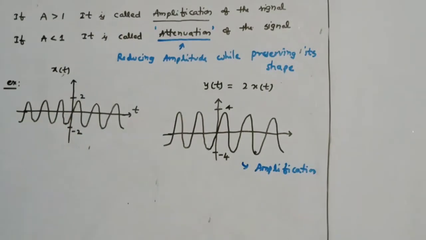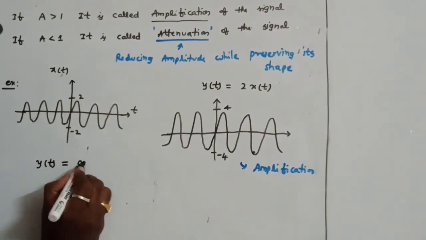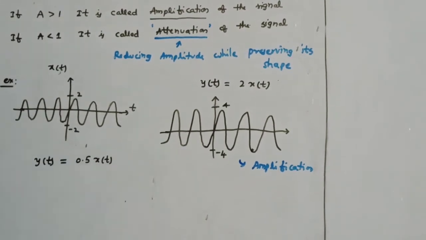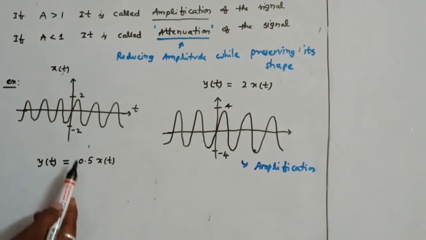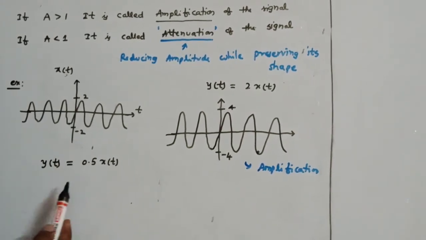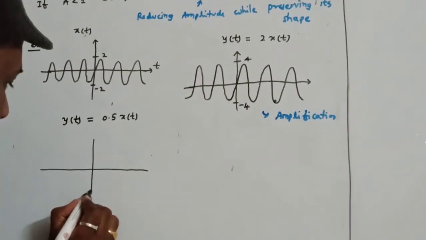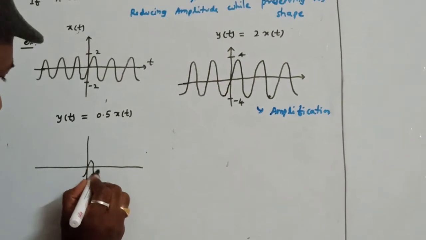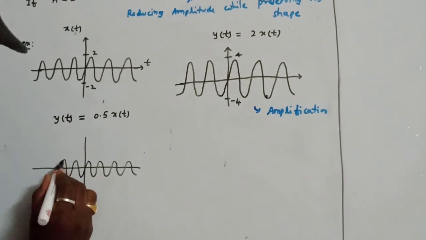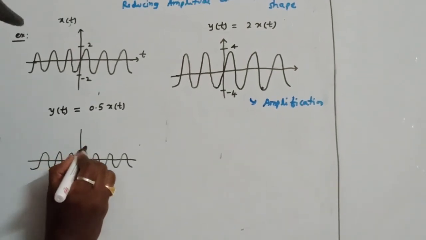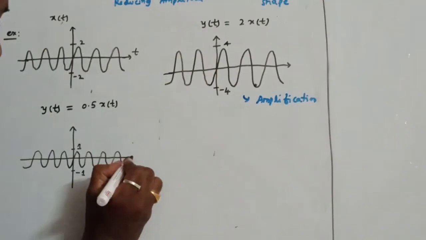For example, say if it is asked in the examination, draw for the given signal 0.5 into x of t. That means we have to multiply the amplitude 2 by 0.5, it will come as 1, and minus 2 by 0.5 will come as minus 1. Therefore the positive peak amplitude will become 1 and the negative peak amplitude will become minus 1. That means we reduce the amplitude, which is called as attenuation, as I said earlier. So draw the same signal with positive peak plus 1 and minus 1. So this is your y of t is equal to 0.5 x of t.